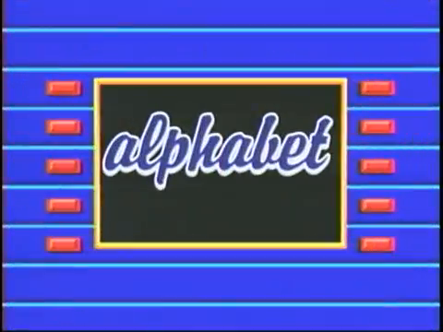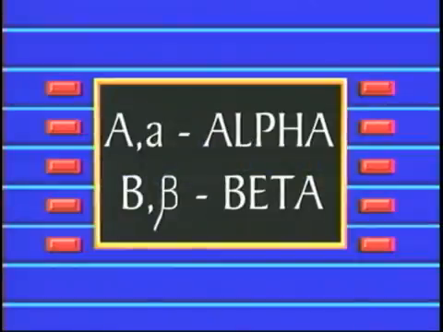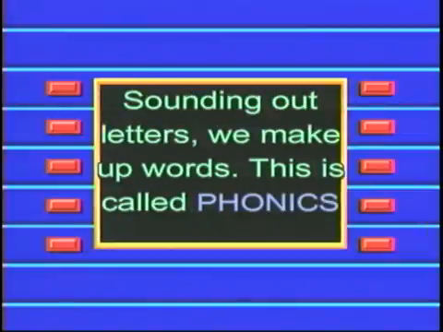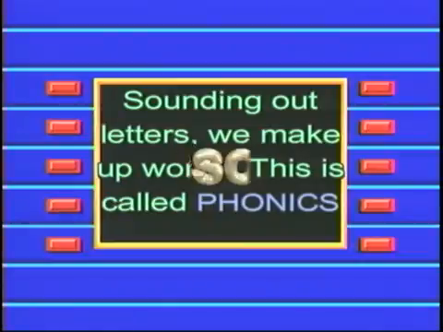Before we turn to the main purpose of this lesson, perhaps we should define a few terms, such as the word alphabet, the definition of the alphabet, and the word phonics. The word alphabet comes from the names of the first two letters, alpha and beta, of the Greek alphabet. Let's try to remember what the definition of the alphabet says. The alphabet is a set of written symbols called letters. Sounding out letters, we make up words. This is called phonics.